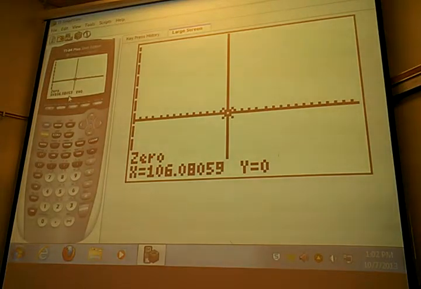So negative 30 over negative 4, which is 15 halves, which is 7.5. I like it. So 7.5, what was it, inches probably.